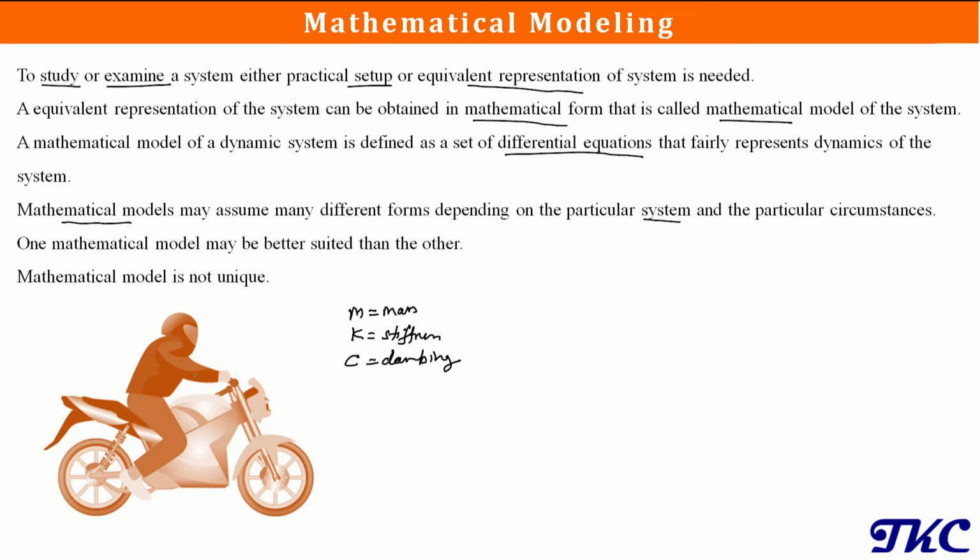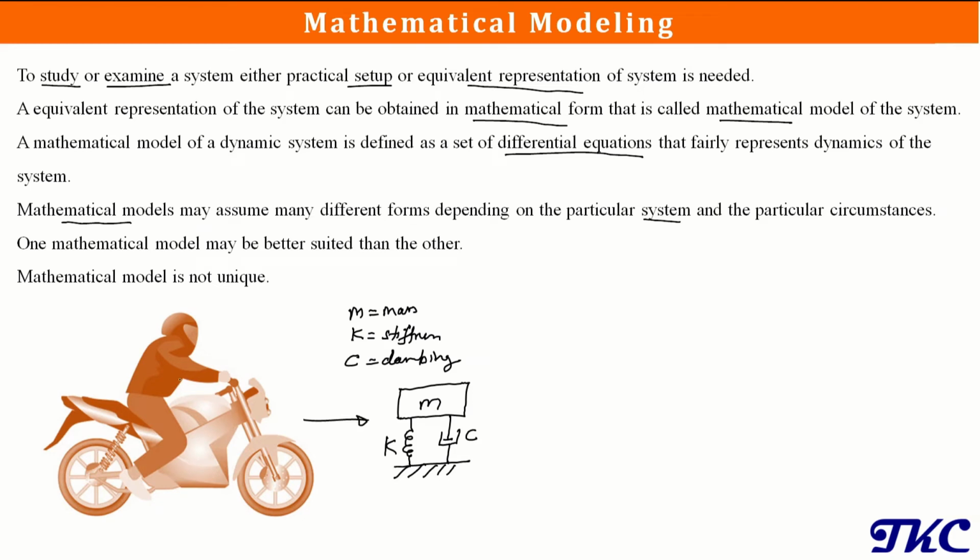Now we can represent this entire system as a block model in this way. We will have a mass M that represents the mass of the entire system. Then we will have a spring that represents the stiffness of this system, and a damper or dashpot, which represents the damping element of the system, or a heat dissipating element of the system, represented by C. This is one model of this system.